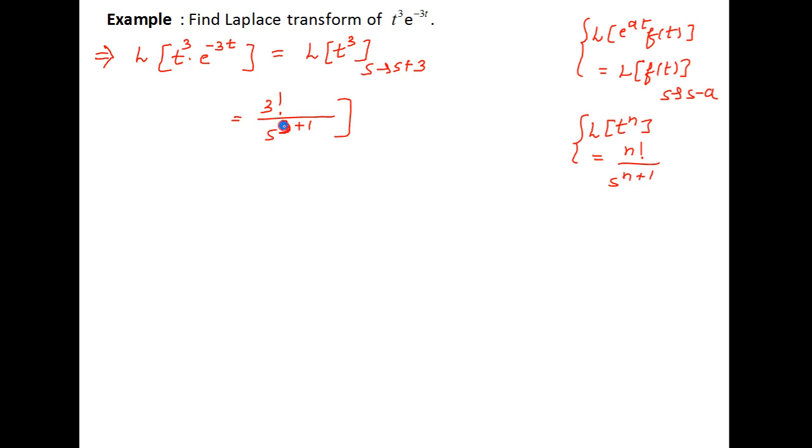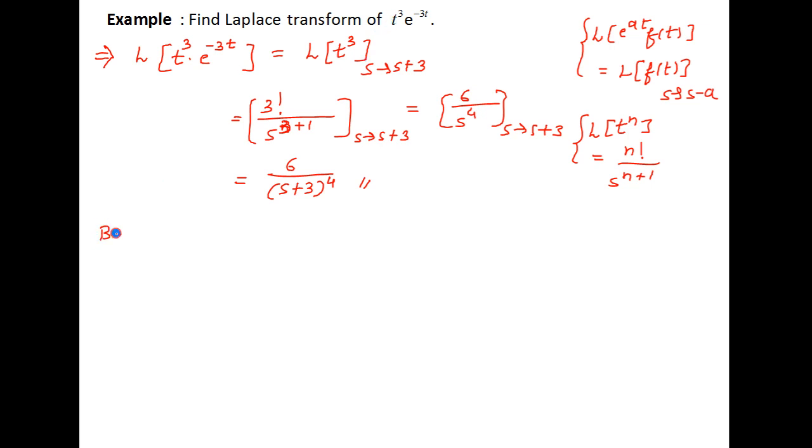Here n is 3. Okay, and here we have to replace s by s plus 3. So that is equal to 3 factorial is 6, s raised to 4, s is replaced by s plus 3. So the final answer is 6 upon s plus 3 bracket raised to 4. Okay, now this is the first method. We used here the first shifting property. Now if I want to use the multiplication by powers of t property, because here t cube is there, right? So we can use that property also.